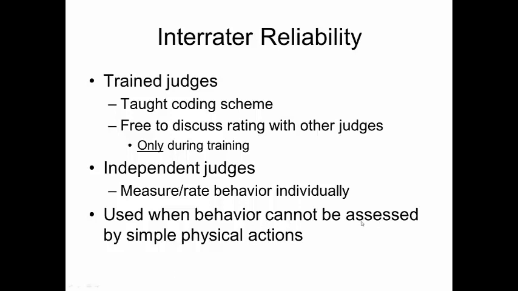It's used when a behavior cannot be assessed by simple physical actions, or you don't have some sort of measuring instrument, like a reaction time detector to see how quickly people responded to something. When it's more subjective or more qualitative, then you should have more than one rater, and then you need to look at the inter-rater reliability between observations.